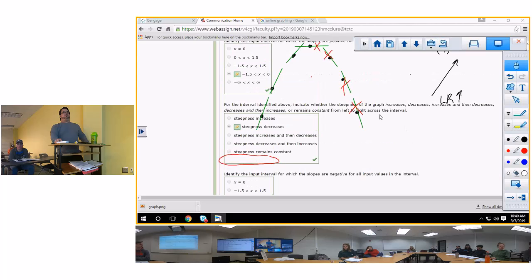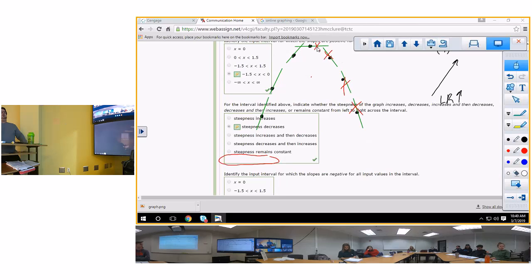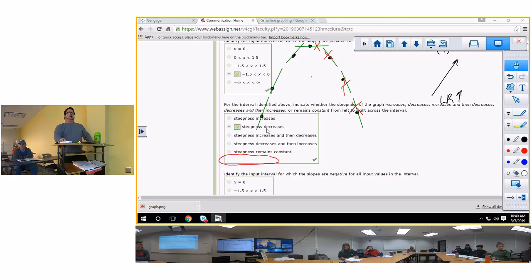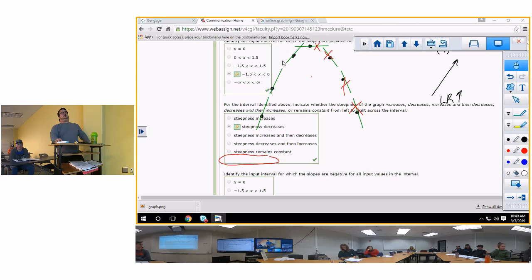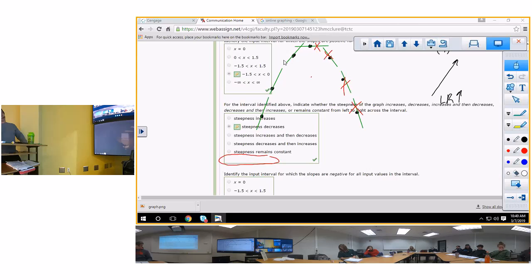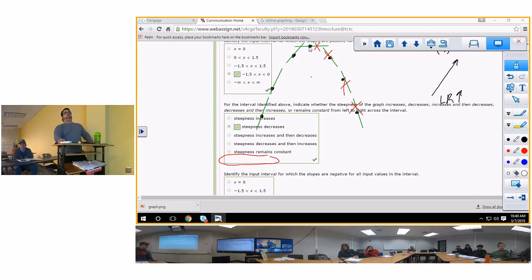Okay, for identified steepness increases, decreases. Well, it's increasing, then it's what? 0, then it's what? Decreasing. Okay, so I don't know what they're asking you here, but for the interval and above graph, the steepness increases. It's decreasing because it's steep right here. Then it starts to what? It's going to level out here. So it's increasing, but the steepness is decreasing because what does it do right here? It levels out. So this one's more leveled out than this one. So the steepness is decreasing.